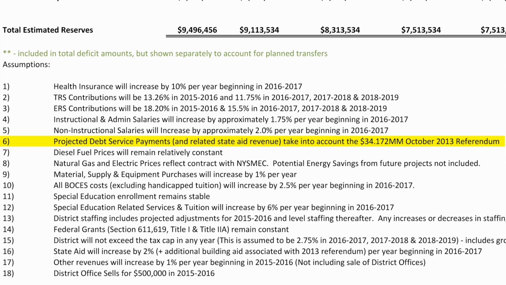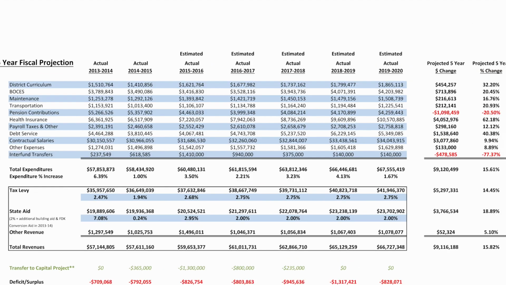These figures include the estimated debt service for the 2013 referendum. As will be discussed later on, all items in this category of expenditure drive a significant amount of state building aid to the district.